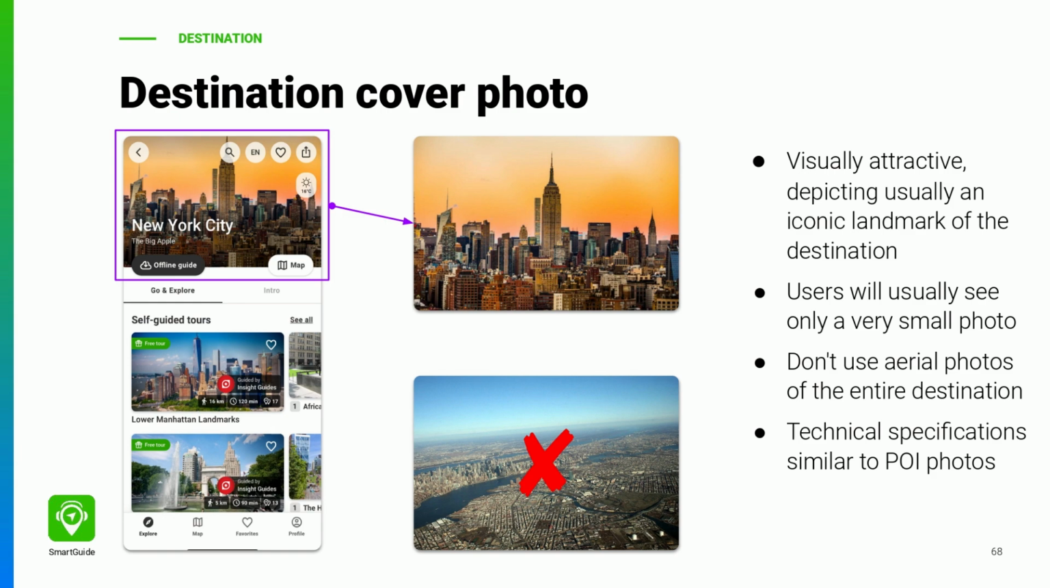The goal is for travelers to find the destination easily in the app and be attracted to open it. Keep in mind that visitors will usually see only a very small photo, so don't use aerial photos of the entire destination that look good on a desktop, but not on a thumbnail. The technical specifications are similar to POI photos.